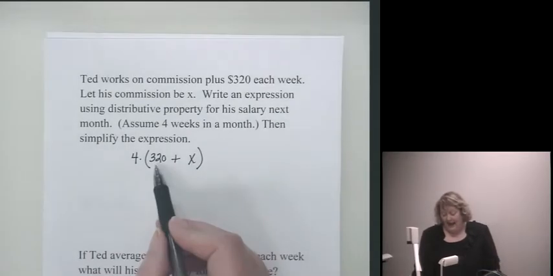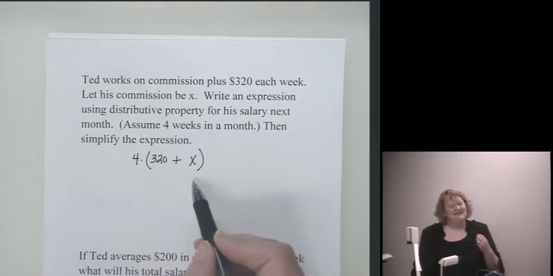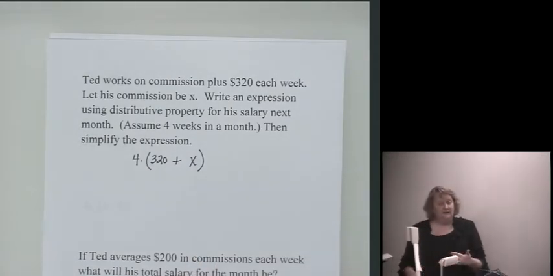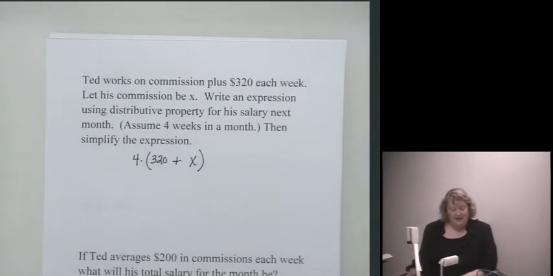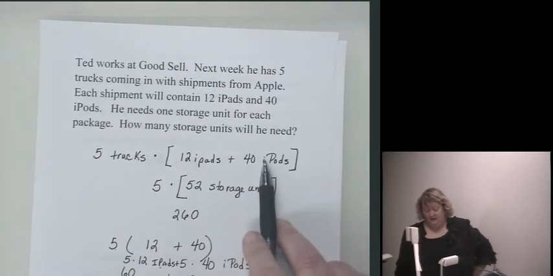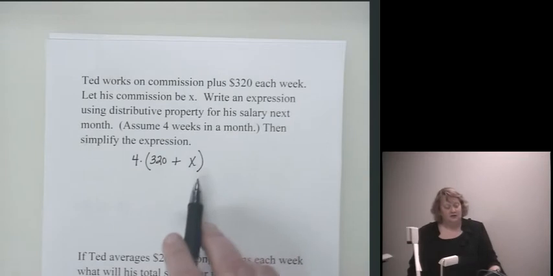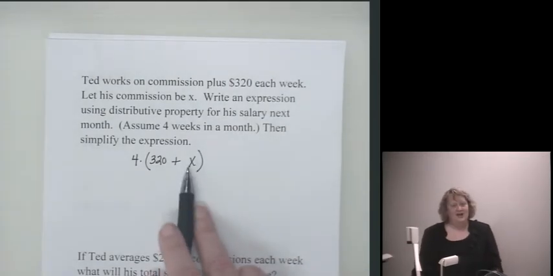Well, we cannot add the 320 plus X, because in this case, we do not know what that X dollars is. In the previous example, we could add the 12 plus 40 because we know that each of those require 1 storage unit, so they were really like terms in terms of storage units. And even though these are both dollars, this dollar amount is unknown. It can vary. That's why we used a variable for it. His commission can be different each week.